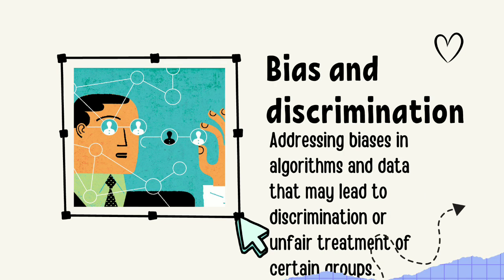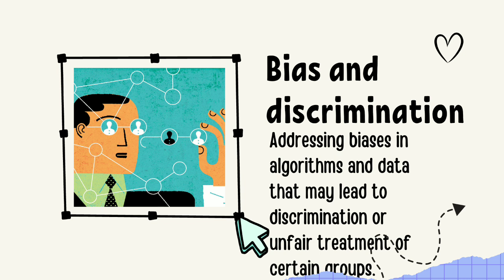Bias and discrimination. Bias and discrimination means addressing the biases in algorithms and data that may lead to discrimination or unfair treatment of certain groups. Bias and discrimination involves unfair treatment or judgment based on certain characteristics, such as race, gender, or age.